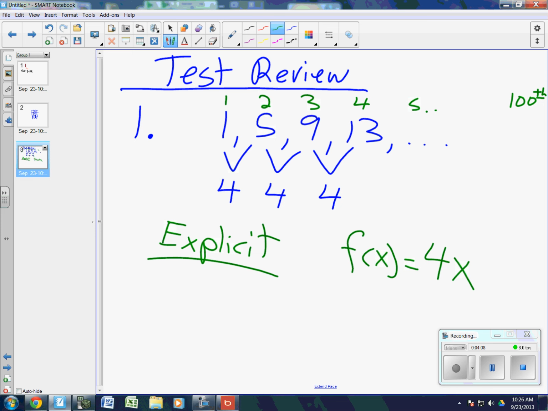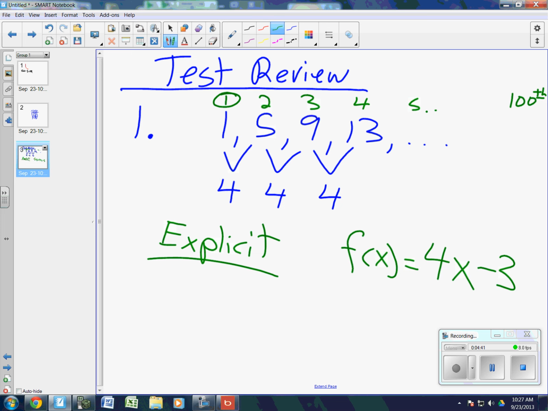Whatever the constant difference is between terms, that's 4 in this case, is what you're going to multiply x by every single time. And then all you have to do is say, okay, if I put 1 in for x, 4 times 1 is 4, but the value of my first term is 1. What do I have to do? Guys, if I put this 1 in right here, 4 times 1 is 4. I want 1. What do I have to do? Minus 3.